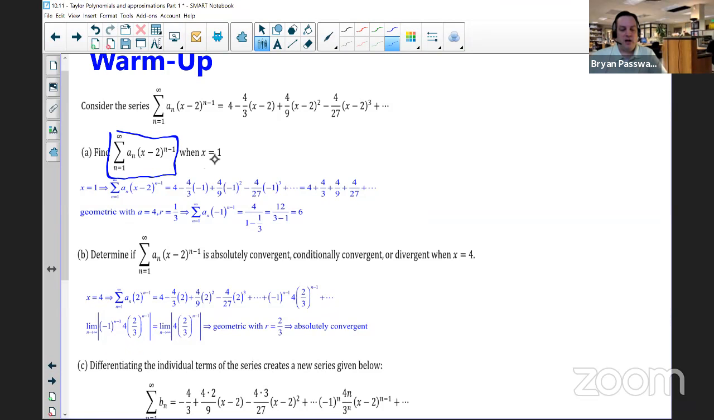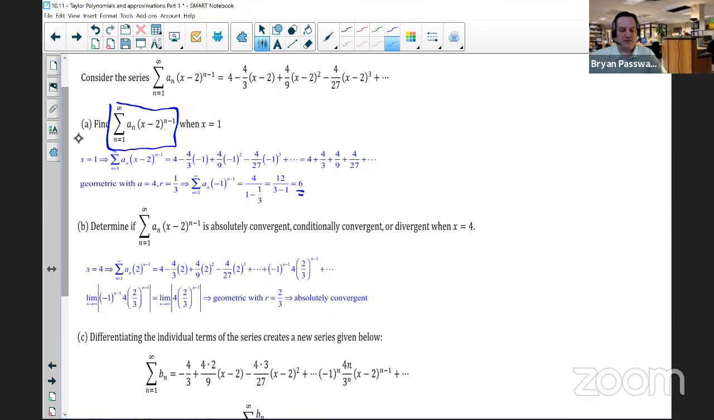And so find the sum when x is 1. So we plug in 1 and we get this geometric series, and a is 4 and r is 1/3. So we had a nice formula for that. And the answer, if you worked it out, ended up being 6. The sum of the series when x is 1 is just going to be 6.